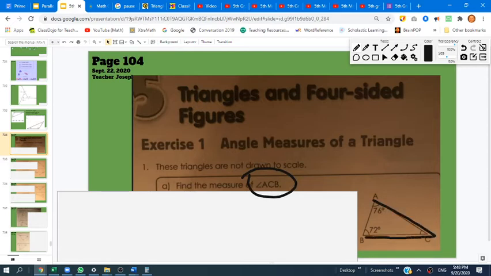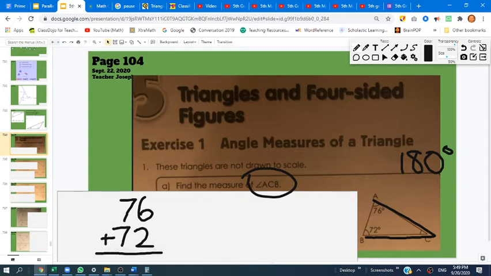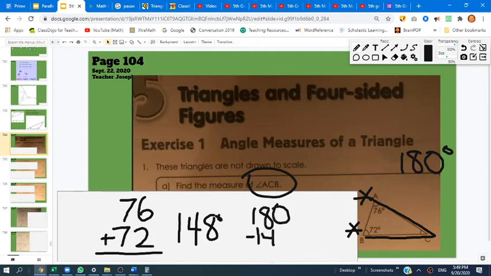ACB. Well, like I said before, you can either subtract from 180 or add up the angle measurements that you know and then find the total, which is 180. So I'm going to add up 76 plus 72 to get the two angle measurements that I already know. That's going to equal 148. Okay, so this angle plus this angle are 148. So I'm going to subtract from 180 to find my measure of angle ACB.